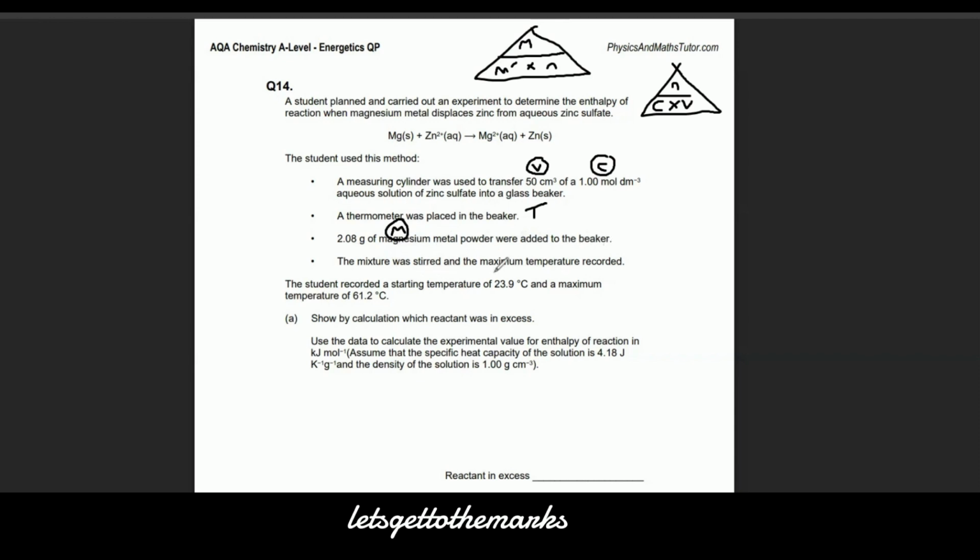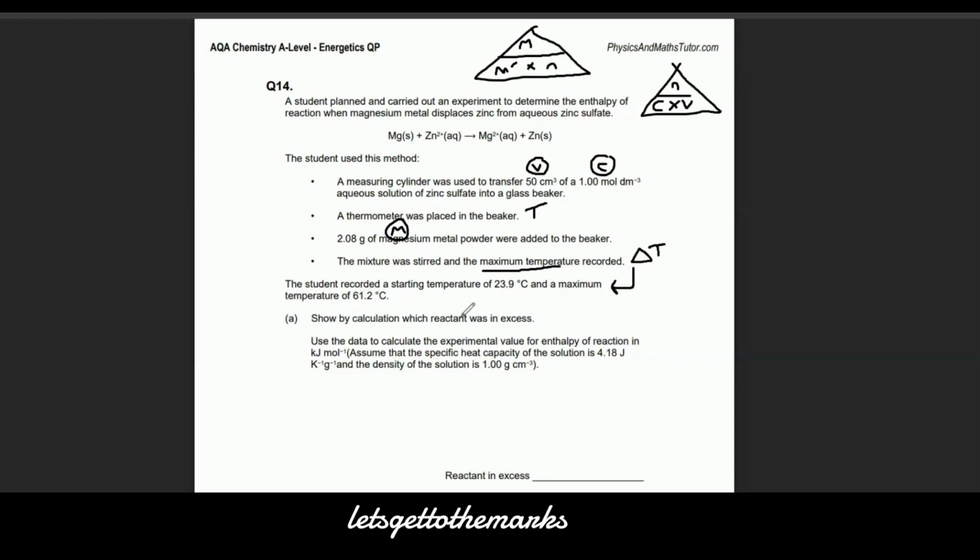The mixture was stirred and the maximum temperature recorded. So we've got maximum temp. Right, so we're going to be looking for temperature change as well, aren't we? The student recorded, yeah, there we go, a starting temp and a maximum temperature of 61.2. Okay, so we've got the temperature change just over here.